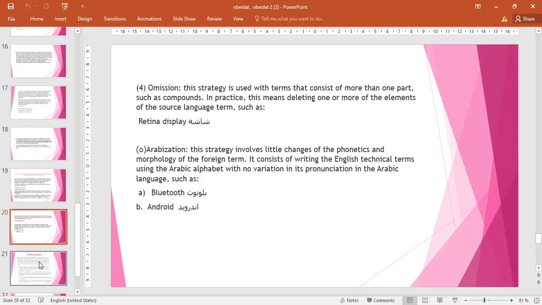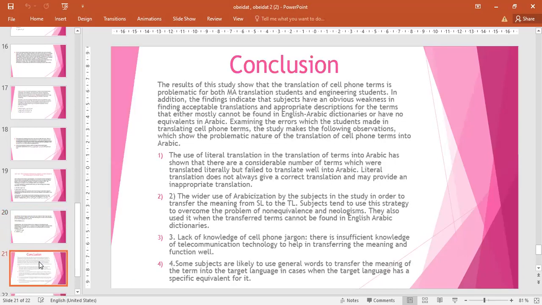And the conclusion of this study. The results of this study show that the translation of cell phone terms is problematic for both MA translation students and engineering students. In addition, the findings indicate that subjects have an obvious weakness in finding acceptable translation and appropriate description for the terms that either mostly cannot be found in English-Arabic dictionaries or have no equivalent in Arabic. Examining the errors the students made in translating cell phone terms, the study makes the following observations, which show the problematic nature of the translation of cell phone terms into Arabic.